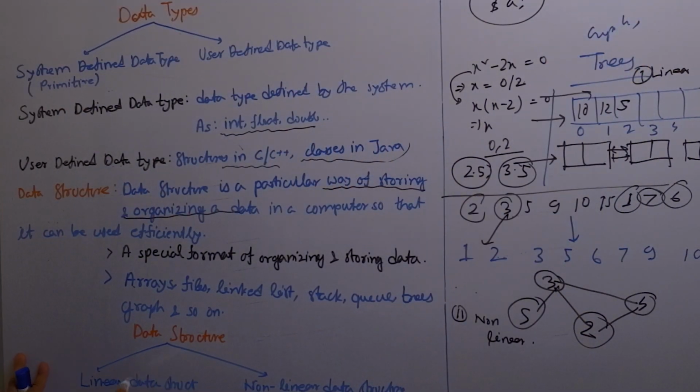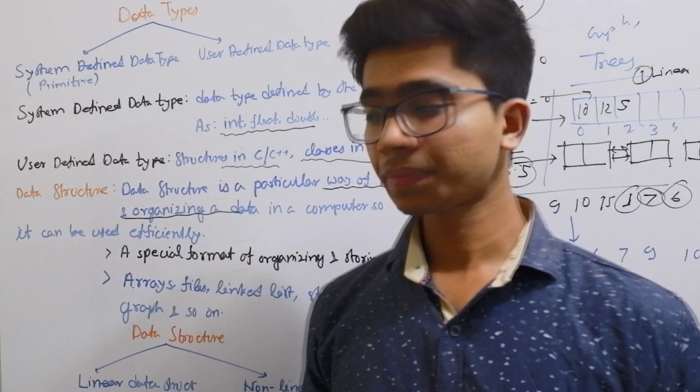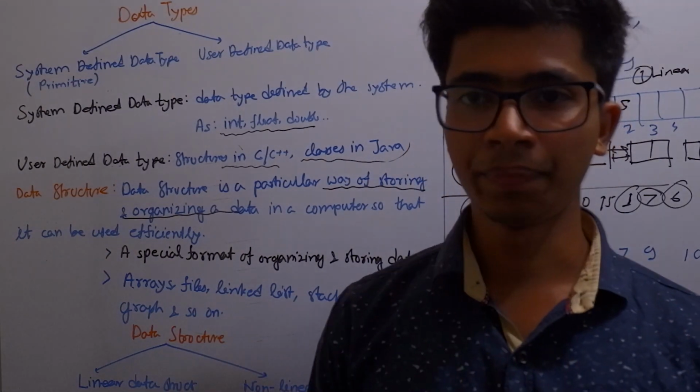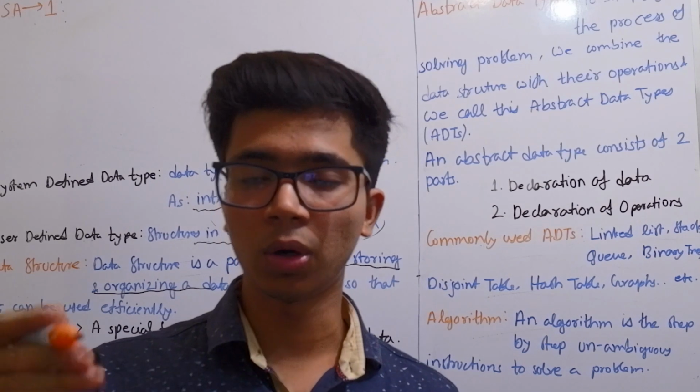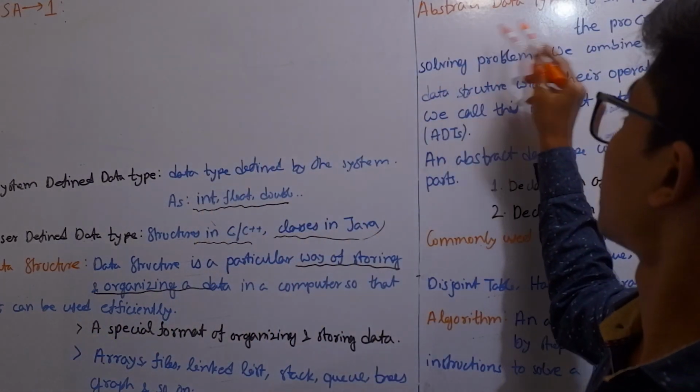So here, data structures are of two types. First, linear data structure. Second, non-linear data structure. After knowing the types of data structures, we'll move forward to abstract data types.